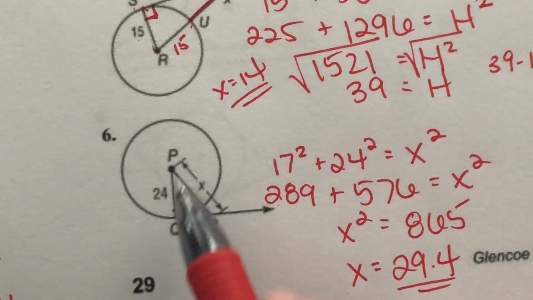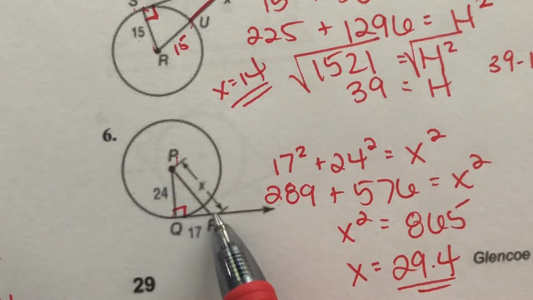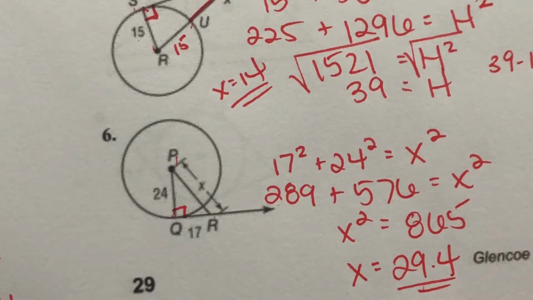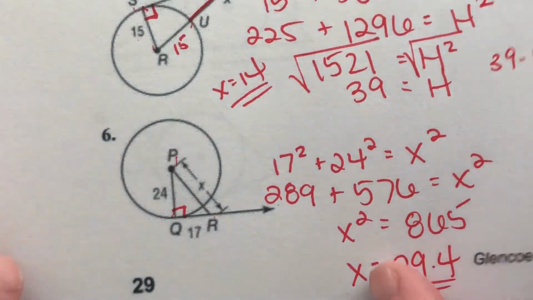Which makes sense. If this leg is 24 and the hypotenuse is the longest side, it makes sense it'd be close, but more than 24. Let me just double check my math really quick. 289. Yep. 29.410888234, and I just rounded. Does it say to round? No, but I did. All right, questions, let me know on that.